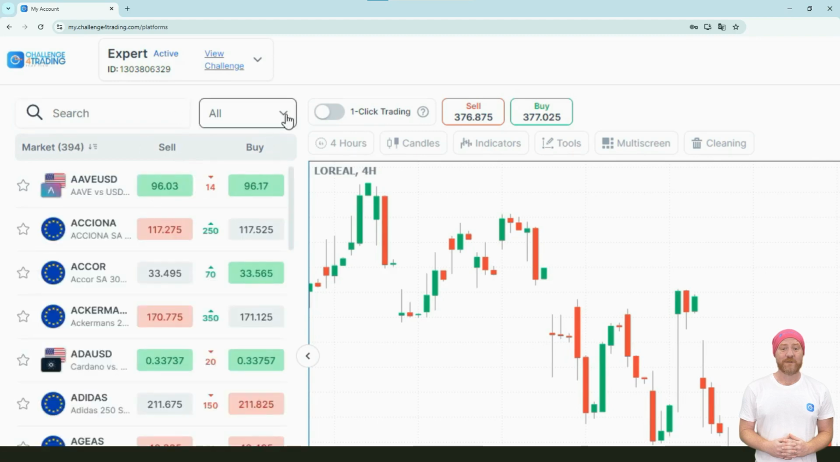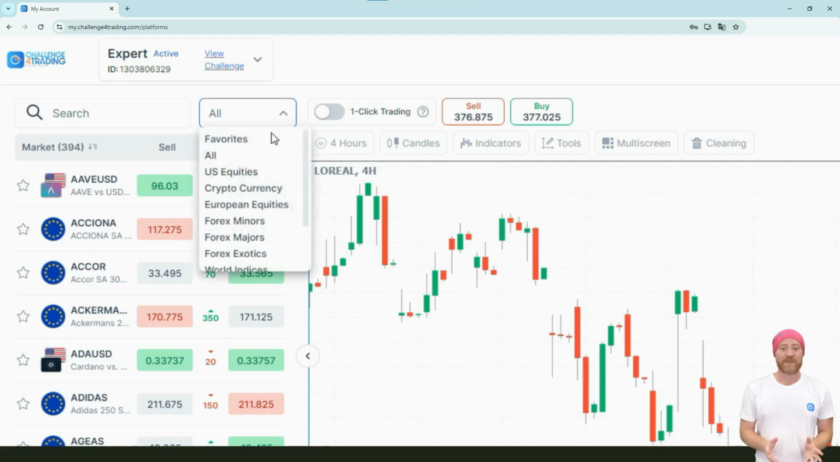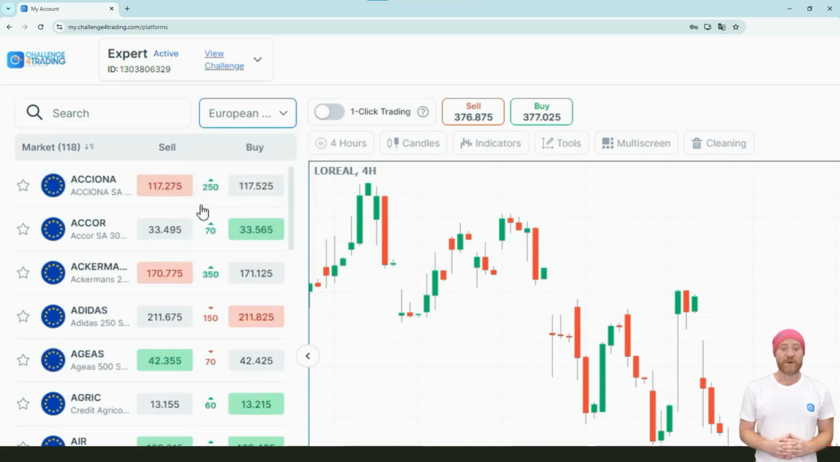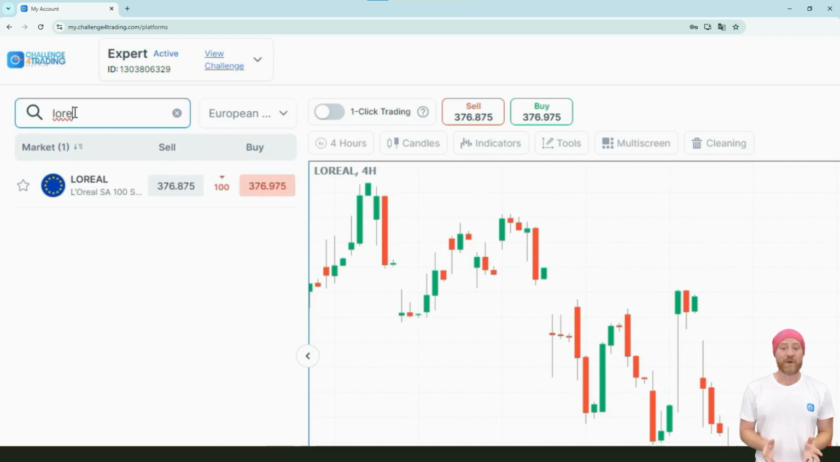The different categories can be found here. Assets are organized into distinct categories based on their type, such as cryptocurrency, forex majors, world indices, and more. This categorization makes it easier to find assets that fit your trading strategy. Within this section, you will also find assets that you have marked as favorites, allowing for even quicker access.